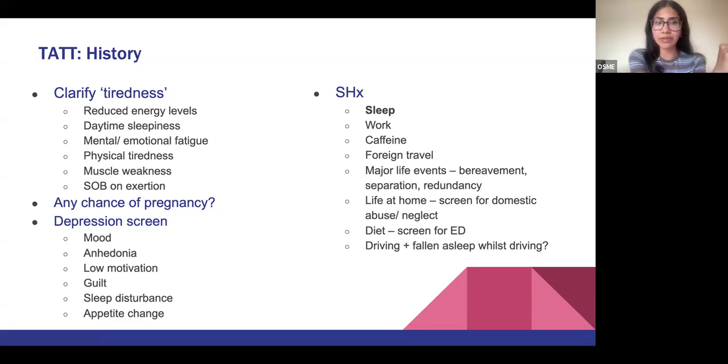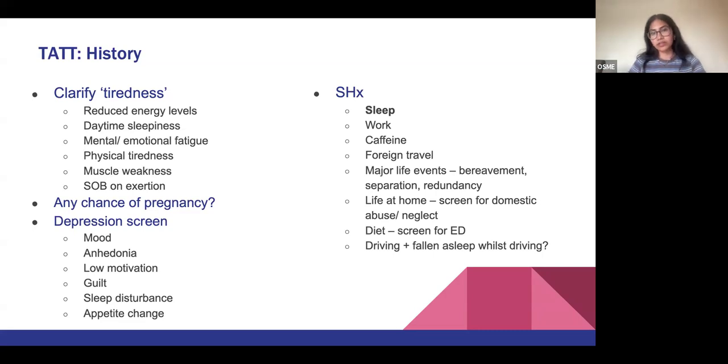Classically, we might think it's reduced energy levels, but they might be saying they're feeling sleepy at certain points during the day, which is different, and in that case you need to screen for safety. They can also be using it to describe mental or emotional fatigue. A concerning thing is if they're using it to describe muscle weakness, because weakness implies it's neurological or muscular rather than just feeling drained. Some people might say tired to explain fatigue after exerting themselves. People with heart failure will feel tired because they have such bad shortness of breath.